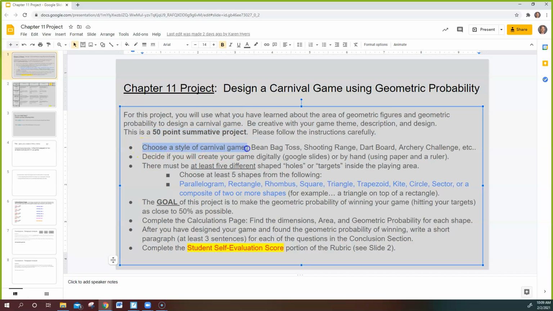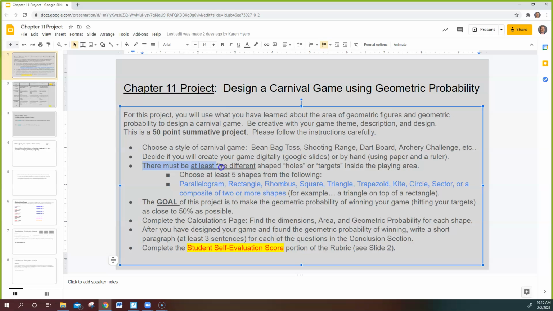So you're going to choose a style of your carnival game. Is it a bag toss, a shooting range, a dartboard, an archery challenge? Get creative. Then you're going to decide, do you want to create this game digitally using Google Slides? And I will show you an example of a project that I created so you get an idea of what it looks like. Or if you want, you could create this using paper and a ruler and do it by hand and then just take a picture of that and submit it. Now, if you do it by hand, you're just doing a dartboard on a piece of paper. You don't actually have to play this game. So keep that in mind, we're not actually playing this game, we're just creating the board itself.